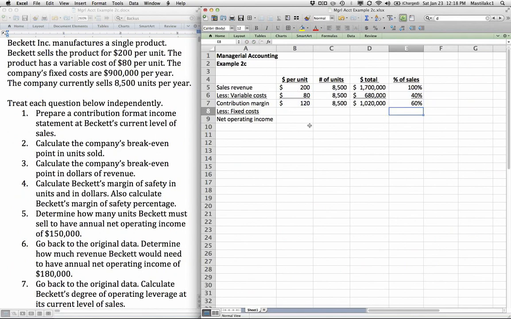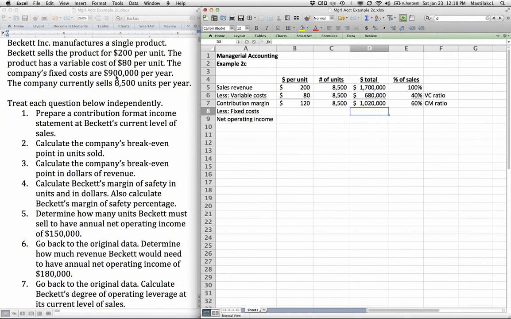Okay, so here's what we have. For all of our variable items, we've got our dollars per unit, we've got the total number of units, we've got the total dollars involved, and we've got our percent of sales column. So the 60% would be our CM ratio, 40%, if we want to put a label on it, would be variable cost ratio. And sales is always going to be 100% of itself, sort of by definition.